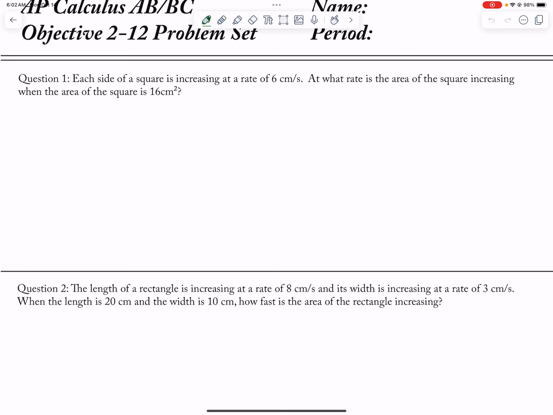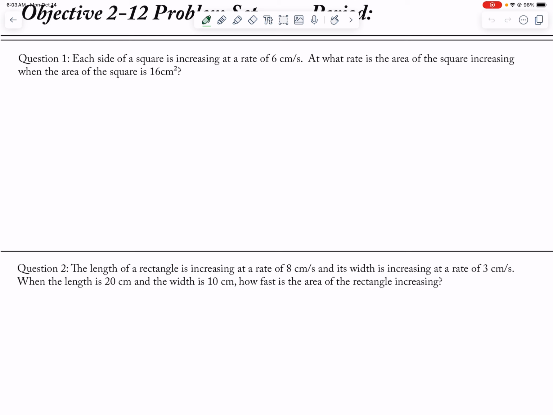Okay, so looking at this section, the ones that I want to make sure that we focus on, square. So area of a square is side squared. So you want to take the derivative, right? So you have your equation, you take the derivative, and that's implicitly, and then you plug in. And we do this every single time the exact same way.